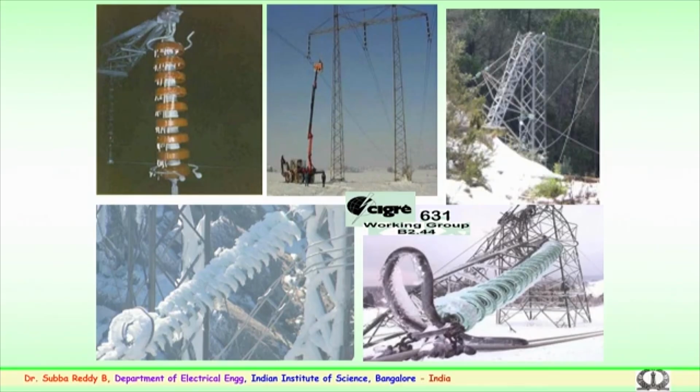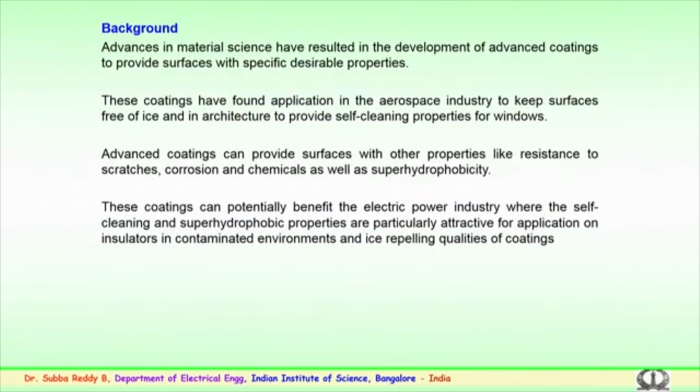So, CIGRE B2.44, as I mentioned, is the working group. It looks into the various aspects of the coating for the winter conditions, both on the conductors as well as the insulators, various types of insulators. It could be ceramic or glass insulators or a polymer type of material. So, with this background we would like to just focus on the coatings.